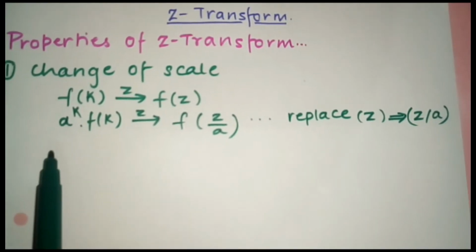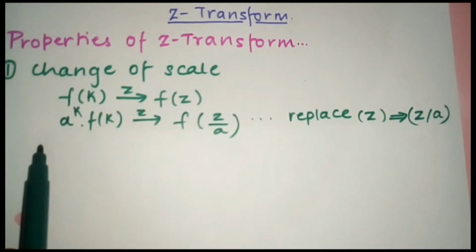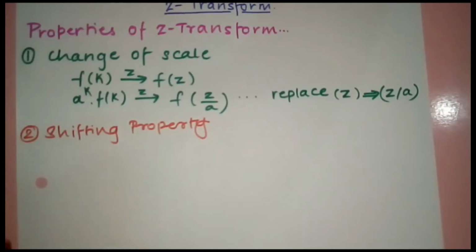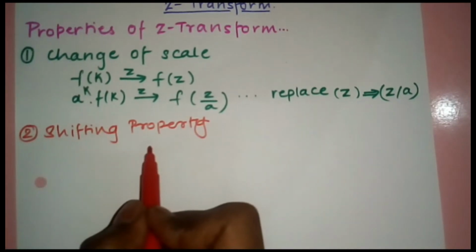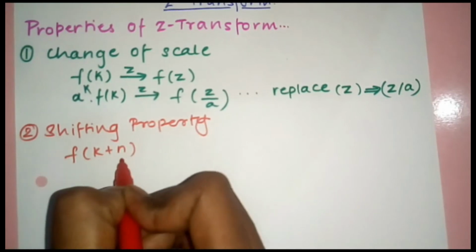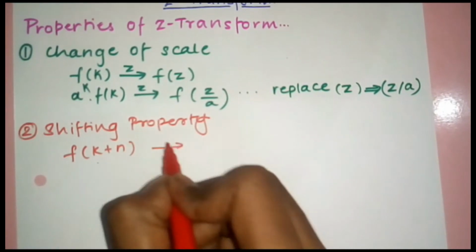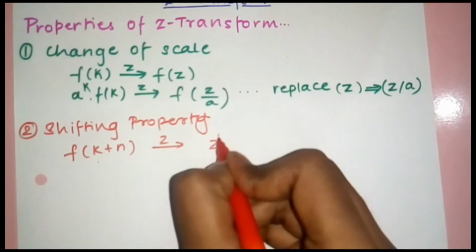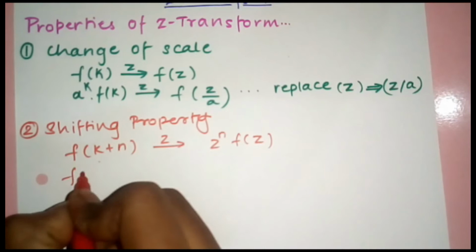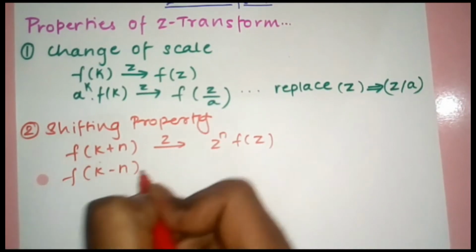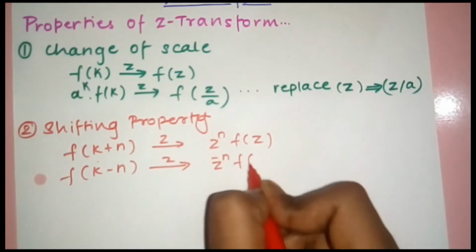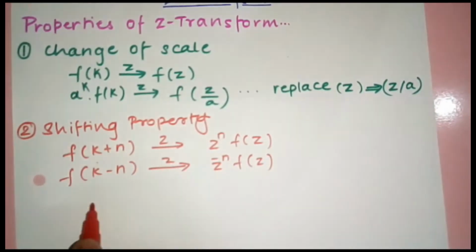So now what we have to do is write down all the properties and then revise through it. The second property is the shifting property. In shifting property, when we have f of k plus n, the Z transform will be z raised to n f of z. And if we have f of k minus n, then the Z transform will be z raised to minus n into f of z. This is the shifting property.